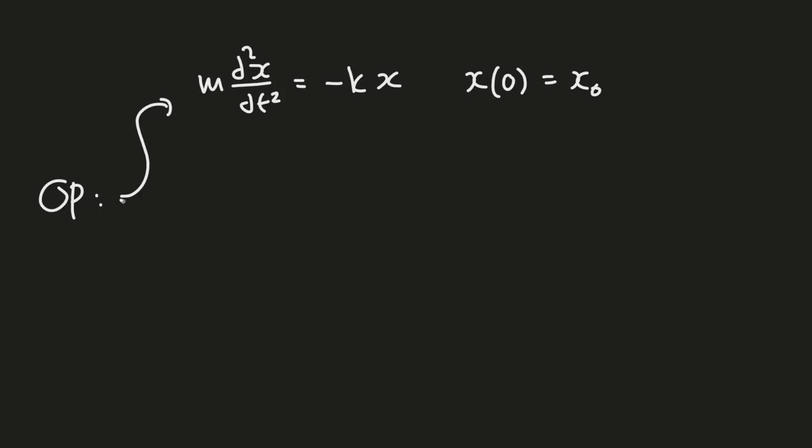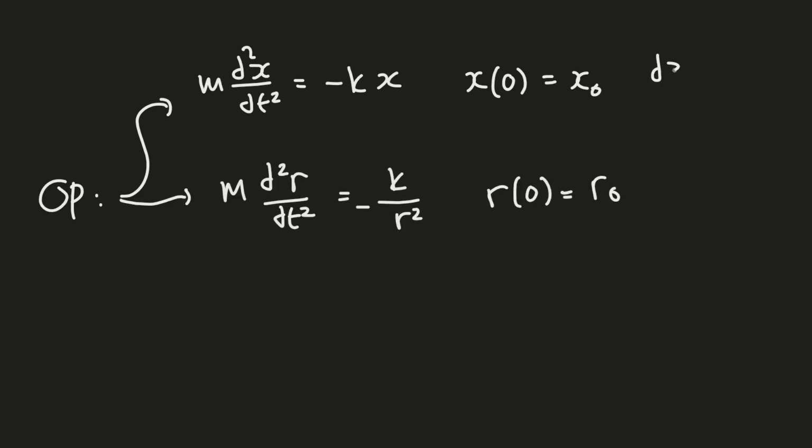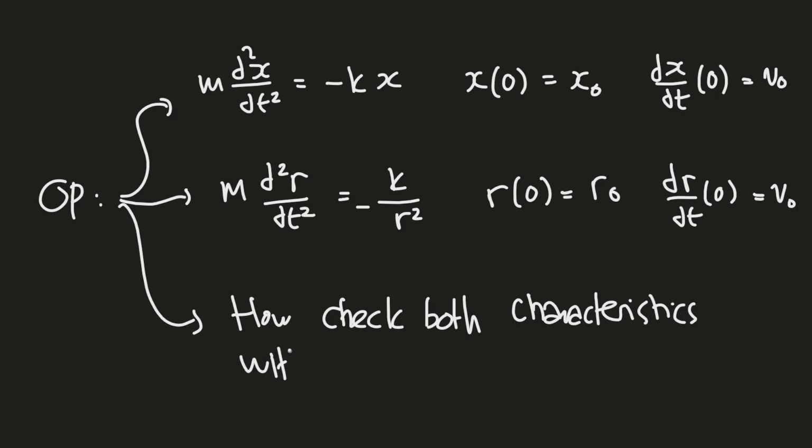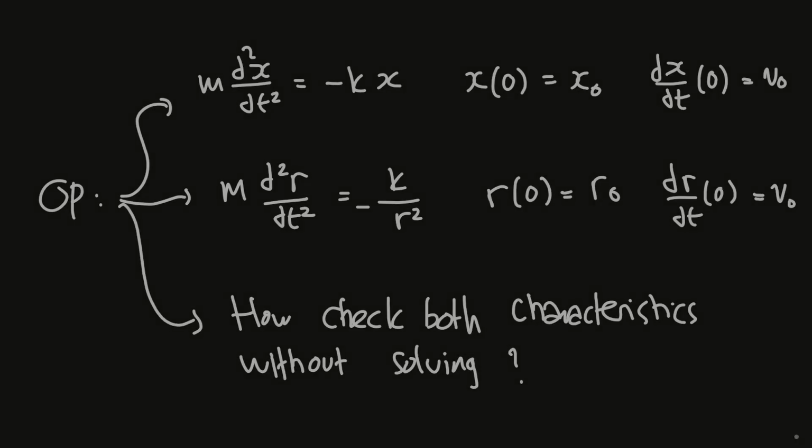So the open problem now is, what about this equation which has the initial condition x0 like this, and these equations too with this initial condition, and for both, an initial velocity equal to v0? And the last question is, how do we check the characteristics of both equations without solving them? These three questions are for the next video.